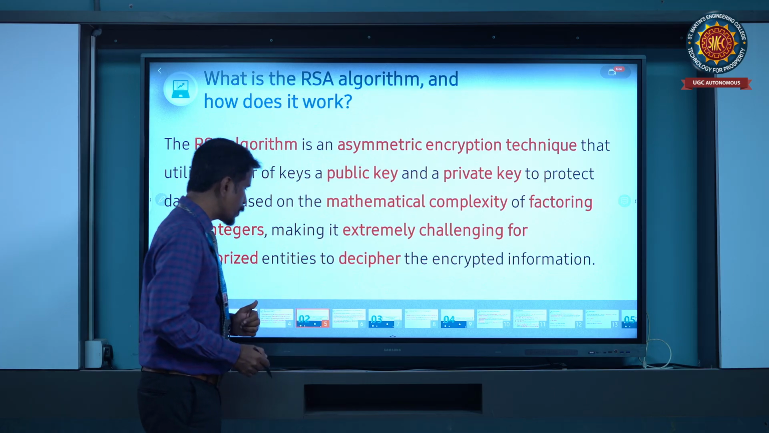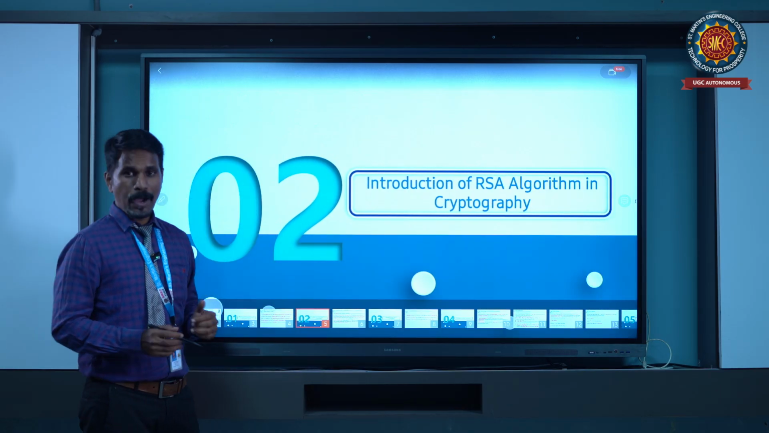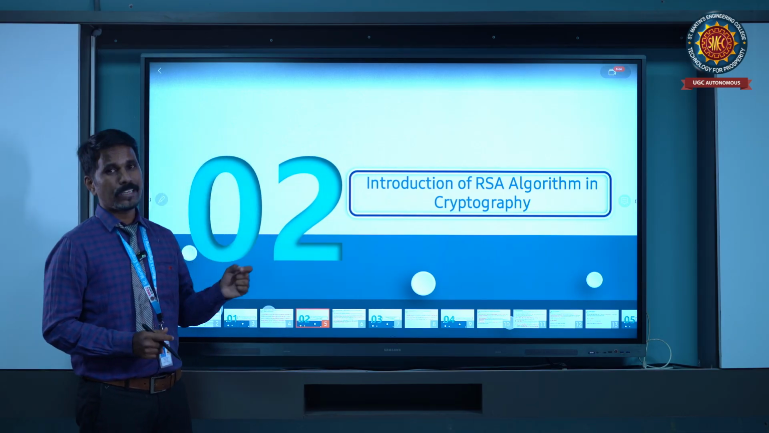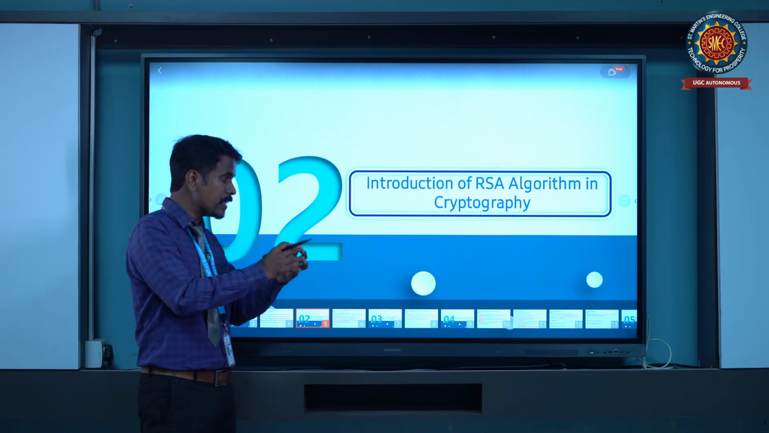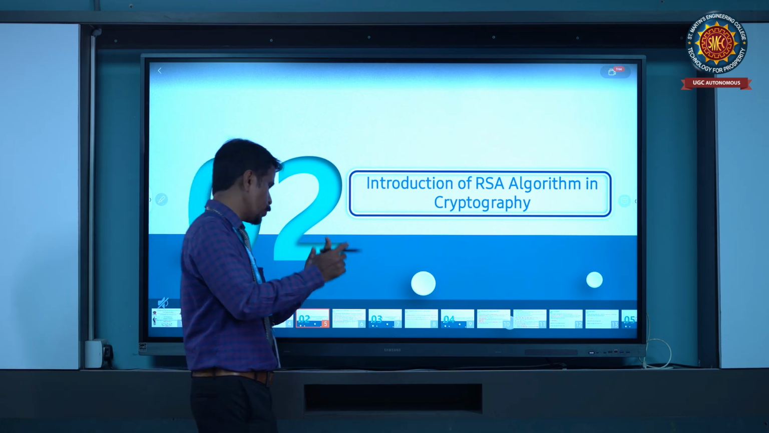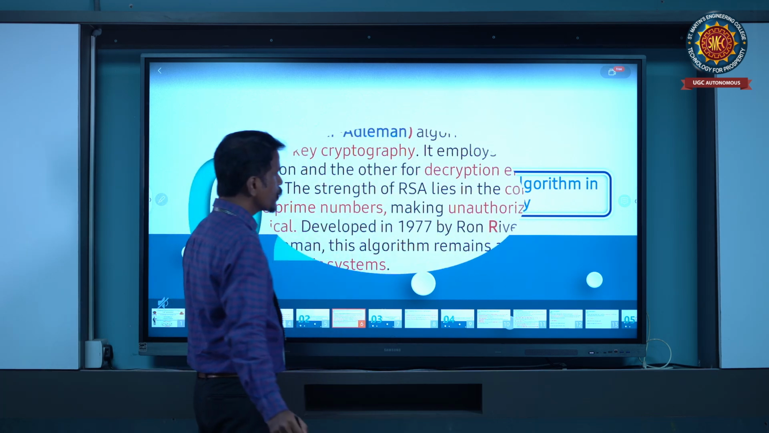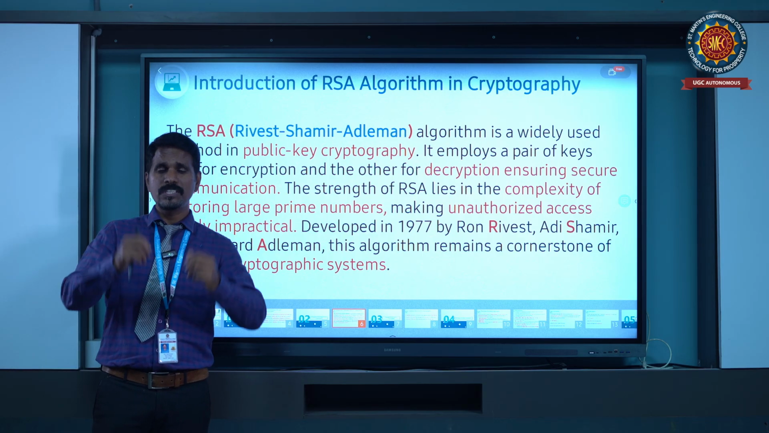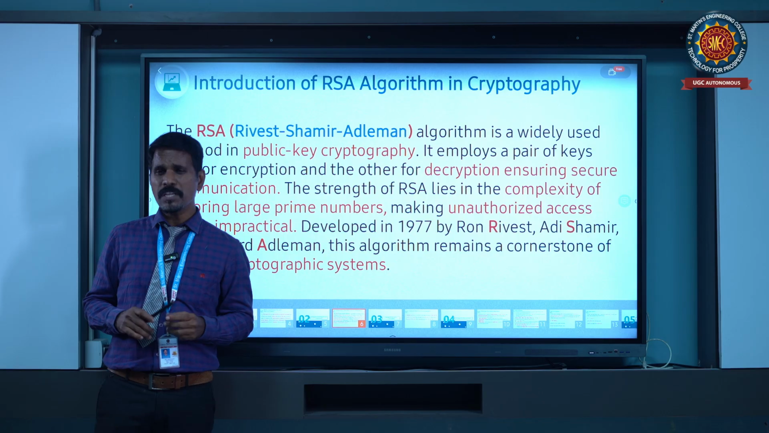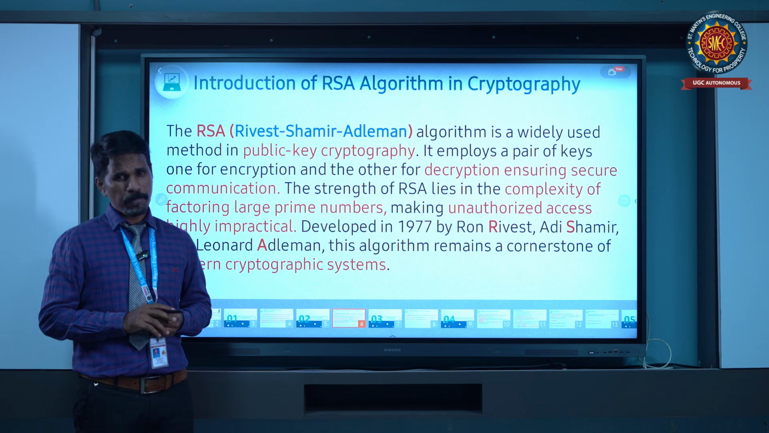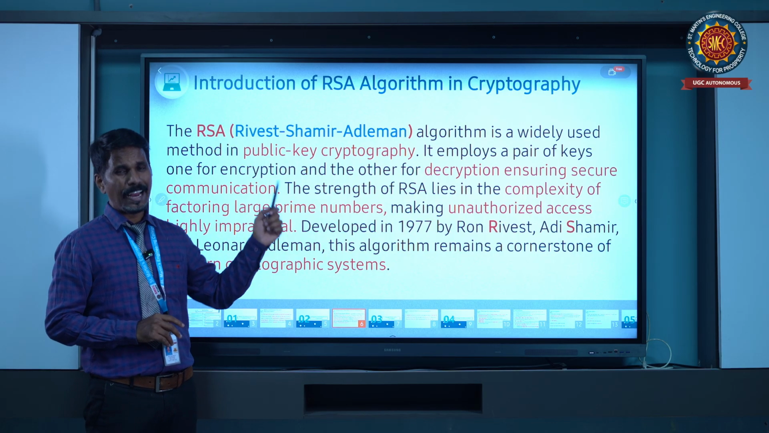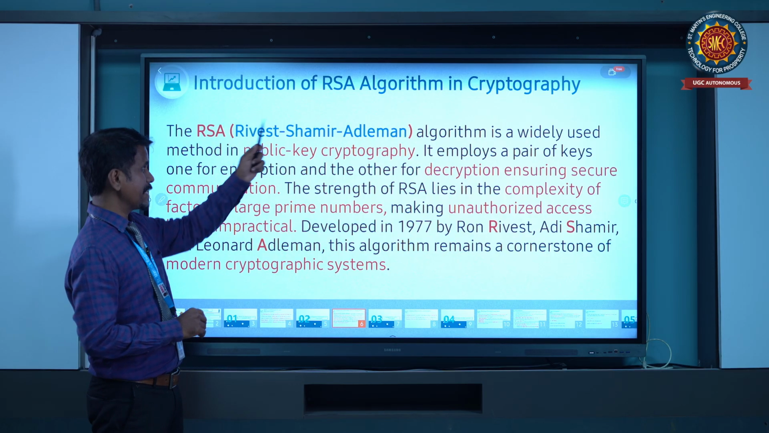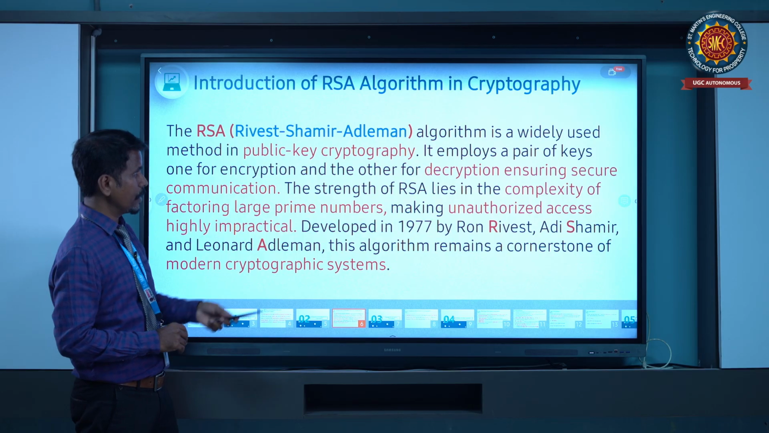Next we are going to see the introduction to the RSA algorithm in cryptography. Collectively, its elements are called a crypto system. Who introduced this system? There were three people, named Rivest, Shamir, and Adleman. The initial letters of the three names form RSA, the RSA algorithm.